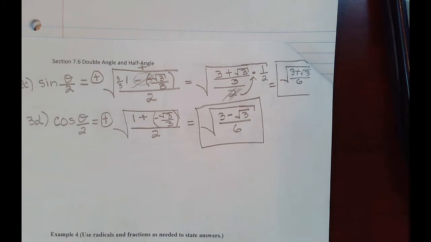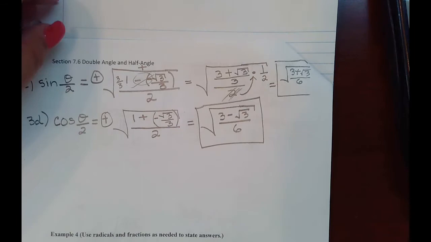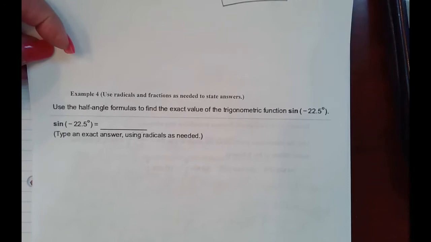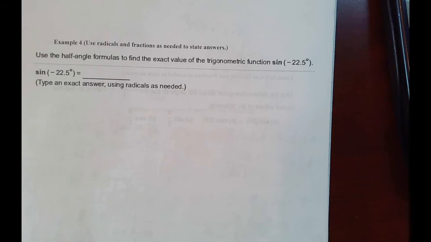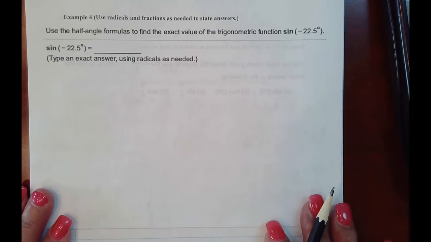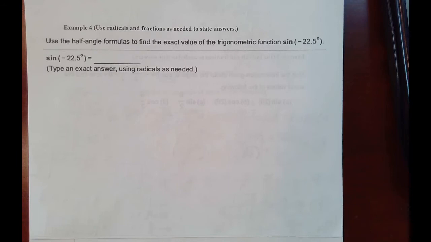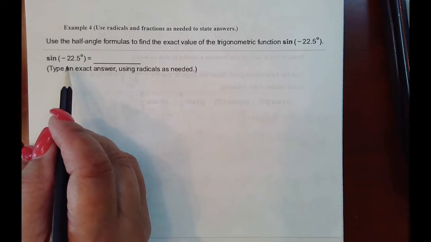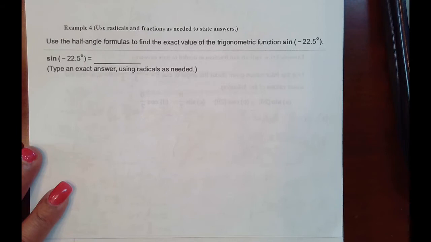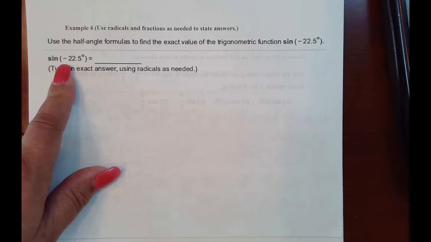Okay, moving on to example 4. In example 4, now we start to have values rather than just the mention of a general theta. So here it'll be even easier to figure out whether to use the plus or minus in these half-angle formula situations, because we can tell where this angle is just from its original form, 22.5. We know what quadrant that's in. I would make sure that you are doing what we have been doing in all the sections up until this point, and that is never leaving the argument negative.